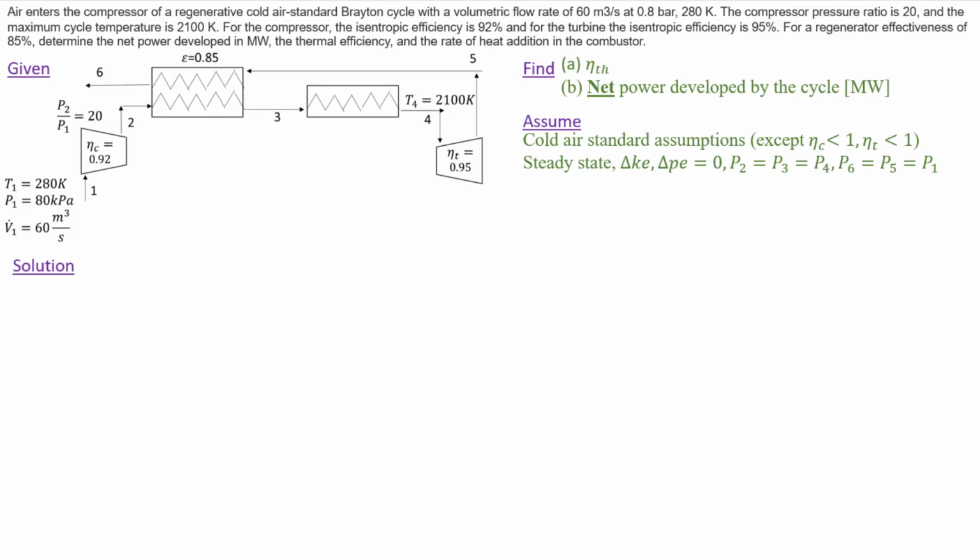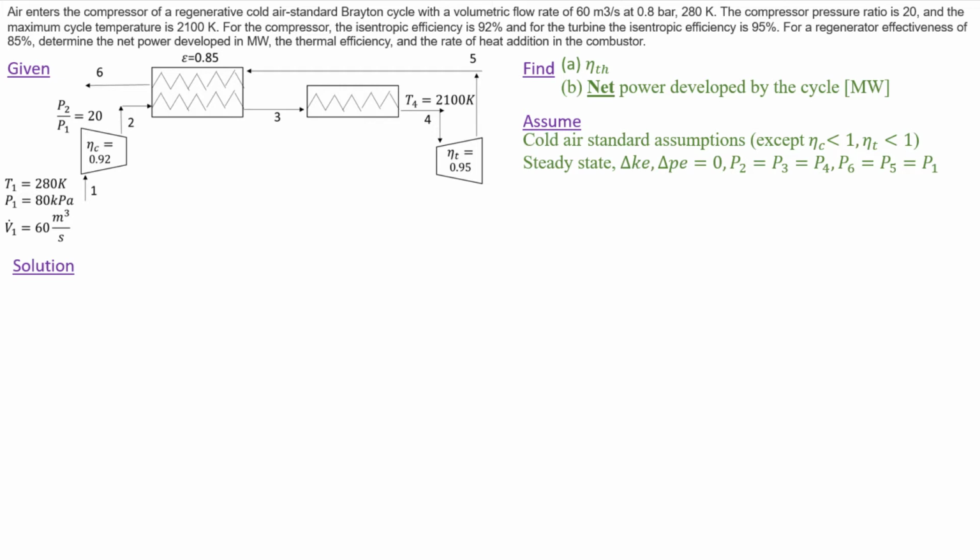All right, so we've got a regenerative cold air standard Brayton cycle. We're given a volumetric flow rate, we're given the pressure, we're given the temperature at the inlet. We're also given some isentropic efficiencies and a regenerator effectiveness, and we're told that the maximum temperature is 2100 Kelvin. And that would be after the combustion process. So that's modeled from state 3 to 4 as a heat addition process.